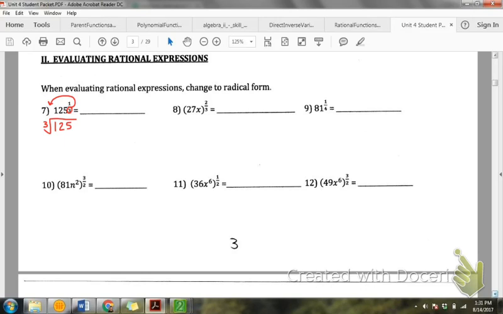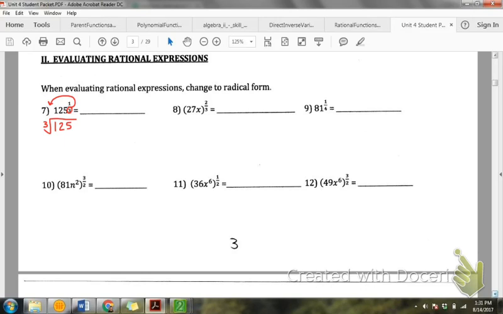Now, we could write 125 to the first power, but it's still just 125. What this cube means is I need a group of 3 things. When we were simplifying square roots, we were looking for a group of 2 things, right? We were looking for a pair. So the number of the root tells you how many need to be in a group.